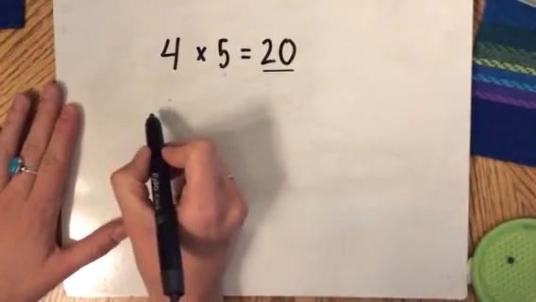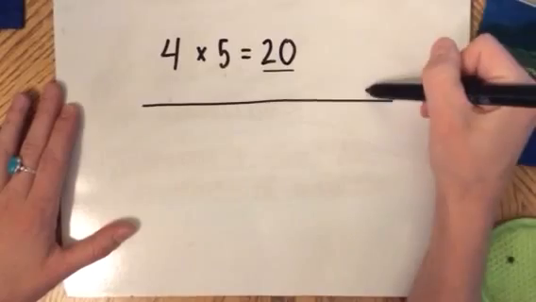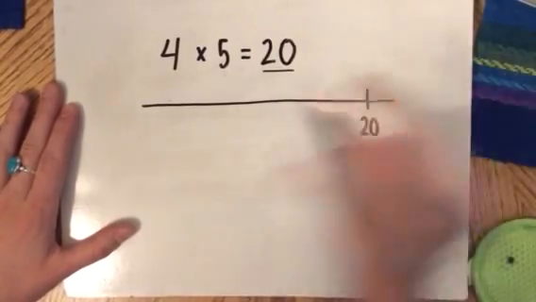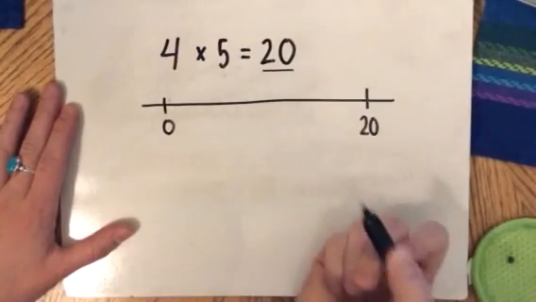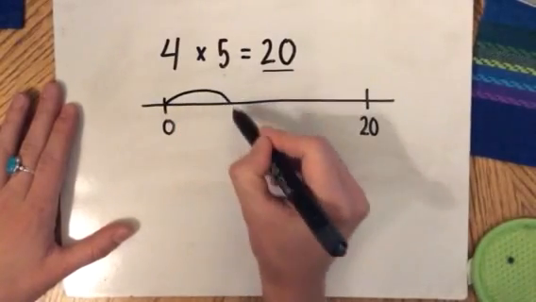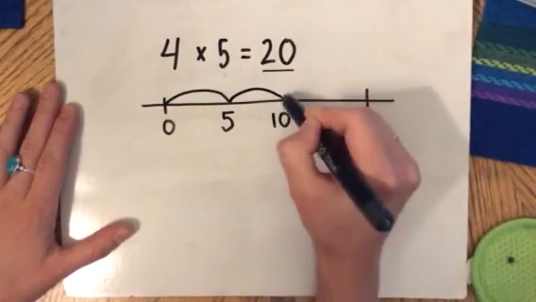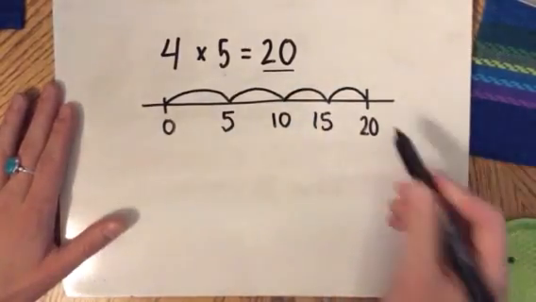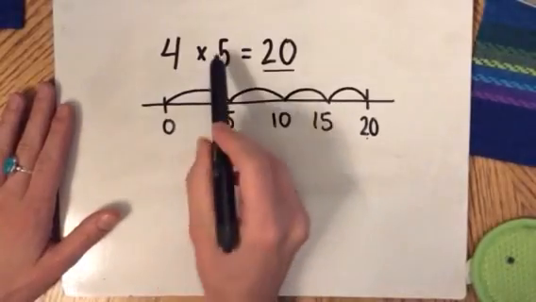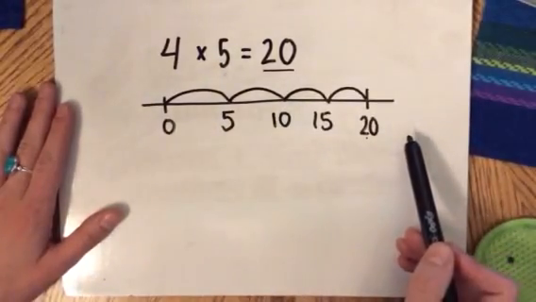Let's see that on a number line. In other words, can I get to 20 skip counting by 5s? Yes. I'm going to start at 0. I skip count 5, 10, 15, 20. So 20 is a multiple of 5 because I can skip count by 5s and get to 20.